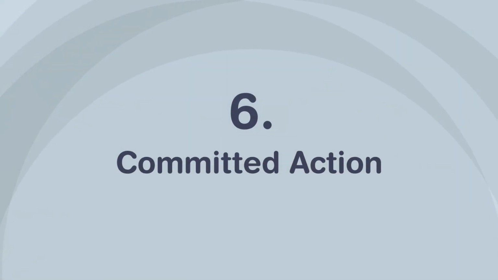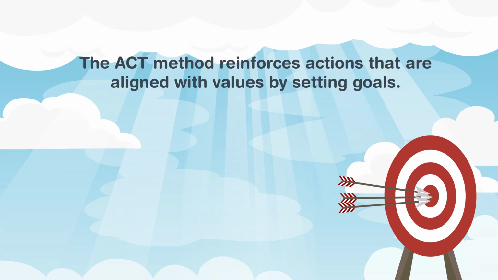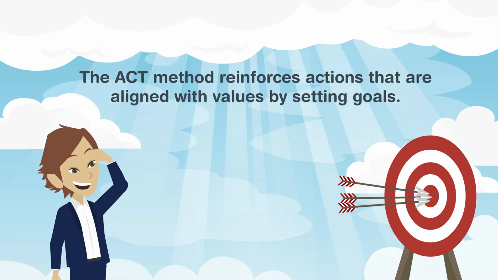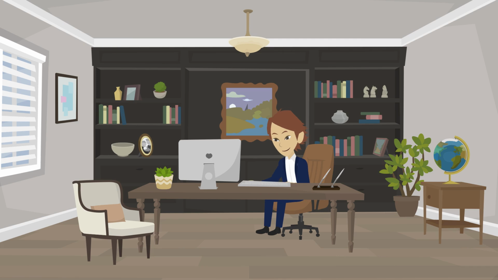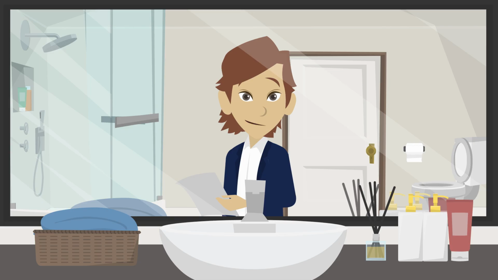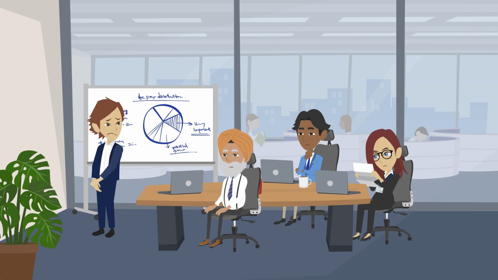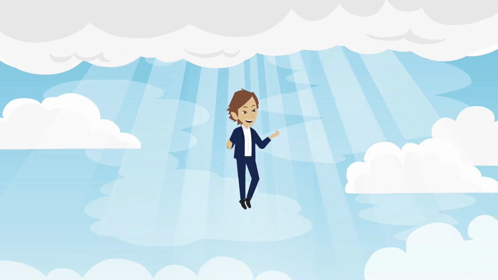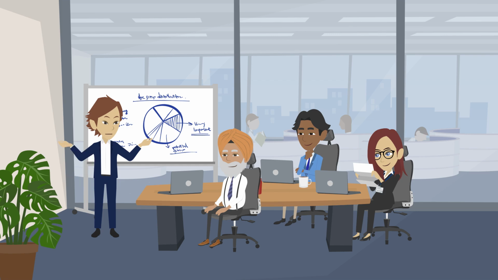6. Committed action. The ACT method reinforces actions that are aligned with values by setting goals. For Paul, this translates into preparing his notes and practicing his presentation. During the meeting, whenever he feels anxious, Paul applies the principles of acceptance and cognitive diffusion and refocuses on his values and goals.